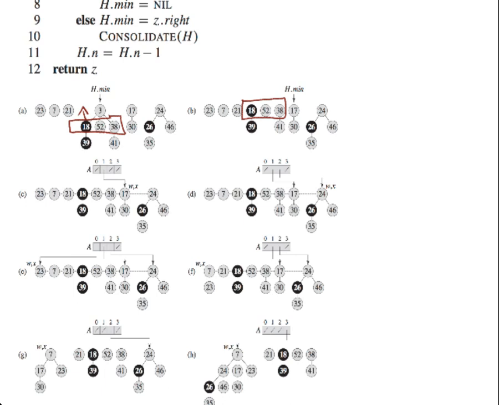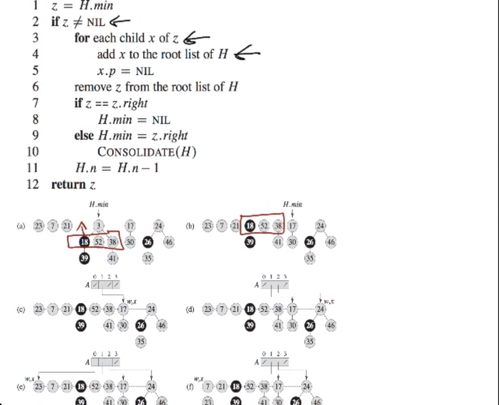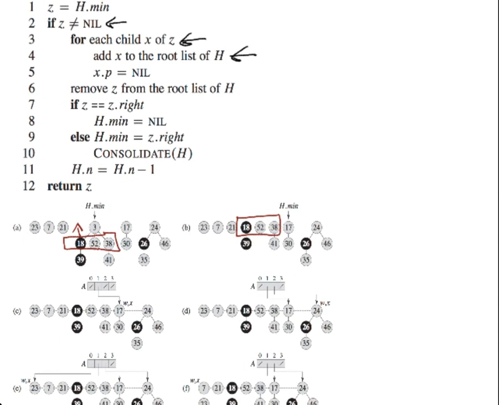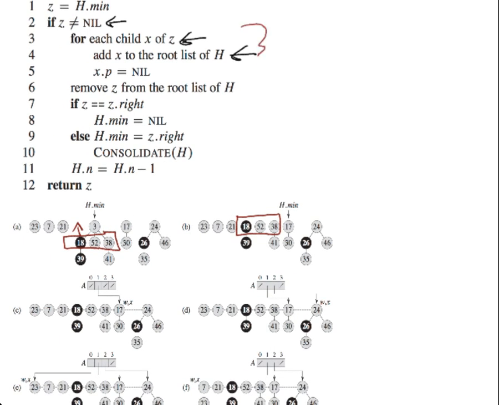And so now those are in the main list. So that's what this piece is doing right here. Then we want to remove Z from the list. So 3 goes away, and you don't see it in the new list. And then we simply update the min to be the next node.